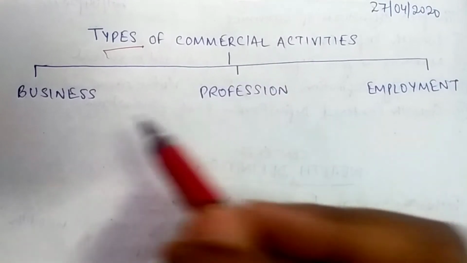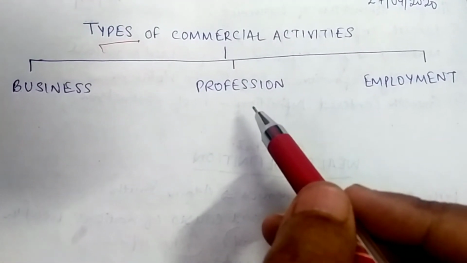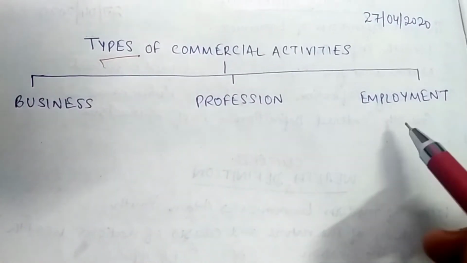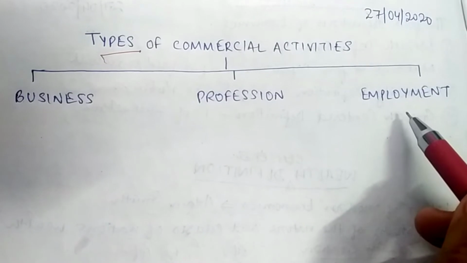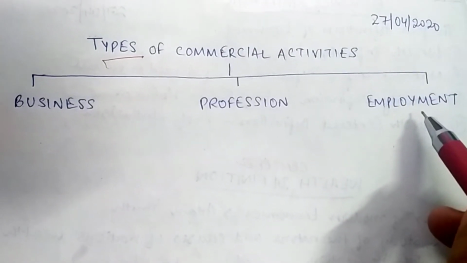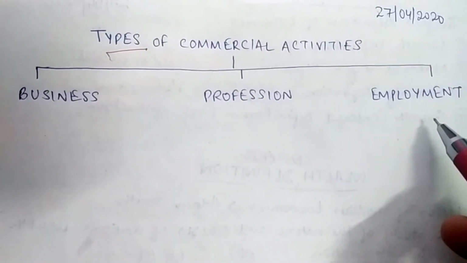Someone will tell that my father is a businessman. Someone will say that my father is a doctor or a chartered accountant or a lawyer. And some will say that, sir, my father works in a company. He is an employee of a company. So whatever the activity is, your father is earning money.